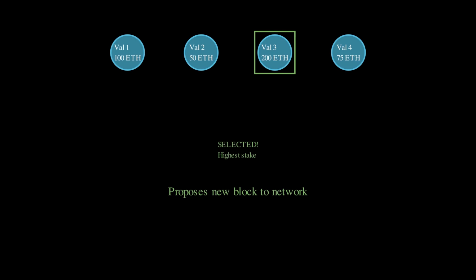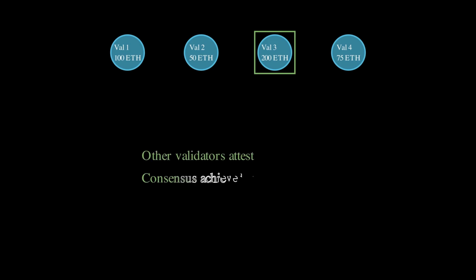All other validators examine this proposal carefully. Other validators attest that the block looks valid. They are essentially voting with their stake. If anyone tried to cheat or propose invalid transactions, they'd lose their stake money through a process called slashing. Consensus achieved with 99.9% less energy than proof of work.